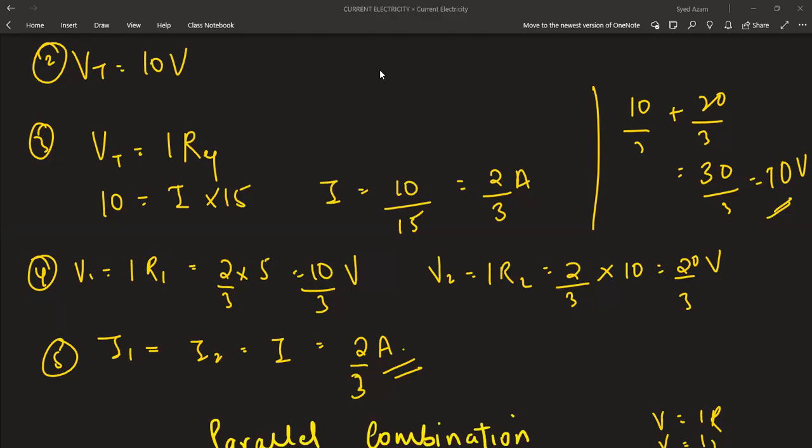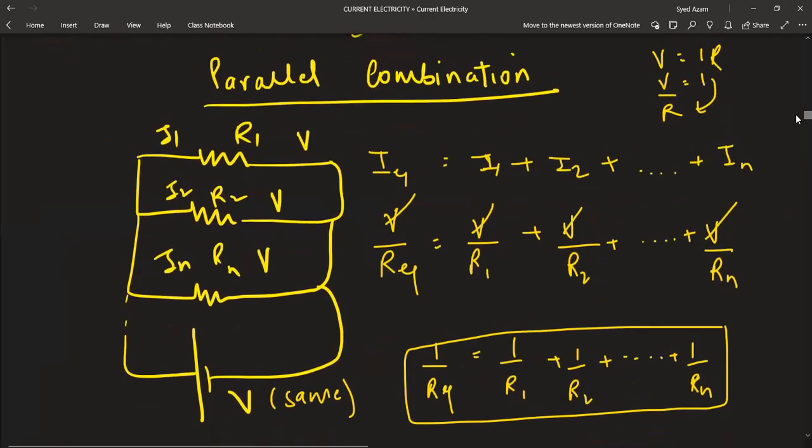Okay, last part, Shwana, coming to the parallel combination. So see, in parallel combination, your voltages will remain the same, current will be different. So when you take the formula, V by R, V by R, V by R, all the potentials will be cancelled. You will get the resistance as reciprocal addition of all the resistors, okay?